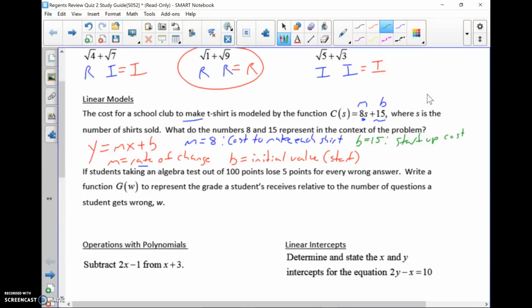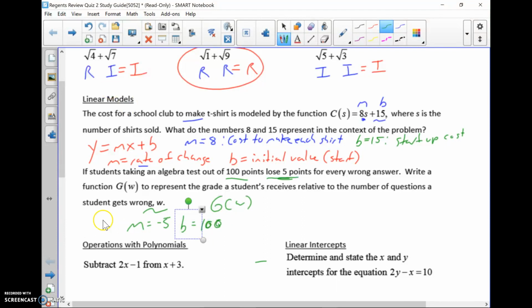Another way of doing this is to give you the context and have you write the equation. So if a student taking an algebra test out of 100 points loses 5 points for every wrong answer, write a function g of w to represent the grade a student receives relative to the number of questions they get wrong. So g of w, here I would say my slope is going to be -5 because I'm losing 5 points every time. And our b, our initial value, is 100, right? You start off with 100. Sorry, those zeros are bad.